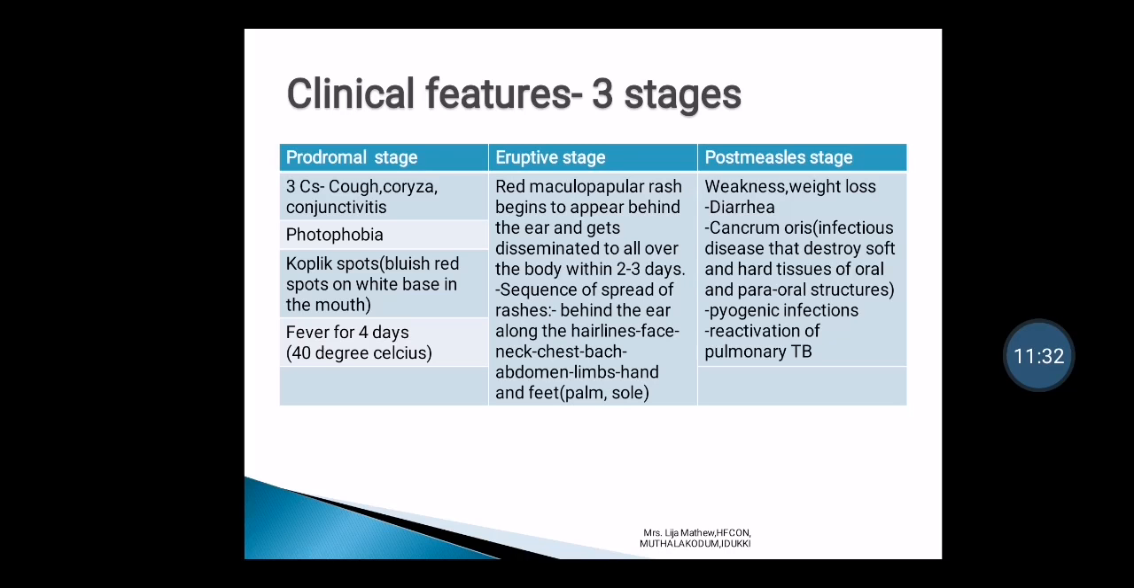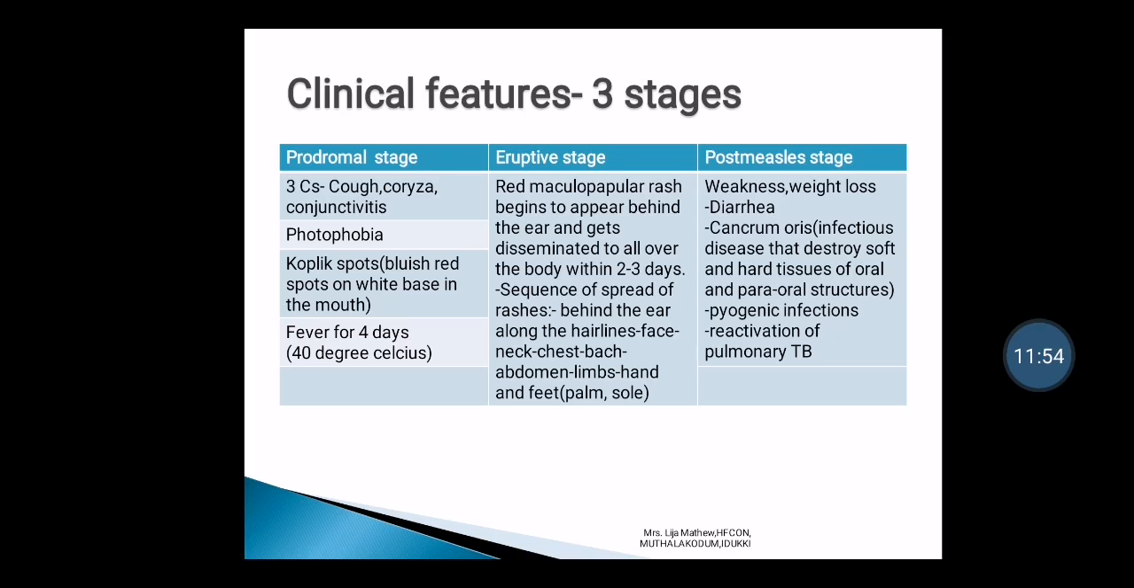So this is the spread of a line we can see in the eruptive stage. Next is the post-measles stage. In the post-measles stage, after the eruption, we can see that the person will have very much weakness, and there will be weight loss, diarrhea, and candrum auris.